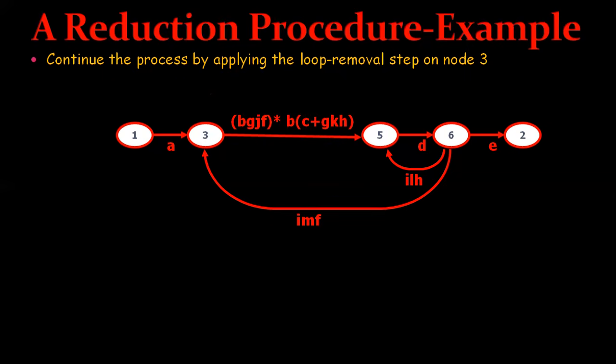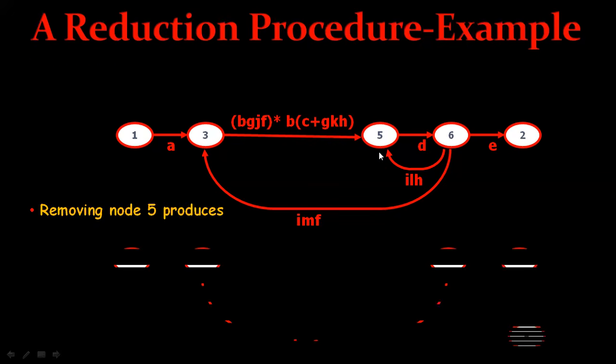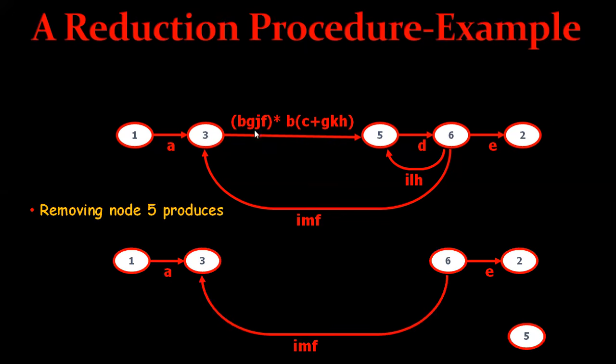Now let us try to remove the node 5. So here I am removing node 5. So once I remove the node 5, from 3 to 5 and 5 to 6, I will be having a link from 3 to 6, and from 6 to 5 again 5 to 6, I will be having a self loop on node 6. Okay, so here I'll be having two things. One is 3 to 5, 5 to 6, which will be BGJF star into B of C plus GKH into D, product. Again, by removing this node 5, I will be having a self loop. So it is ILHD.